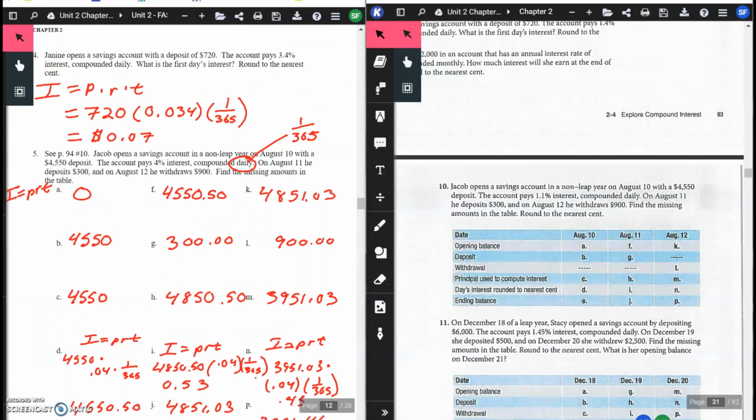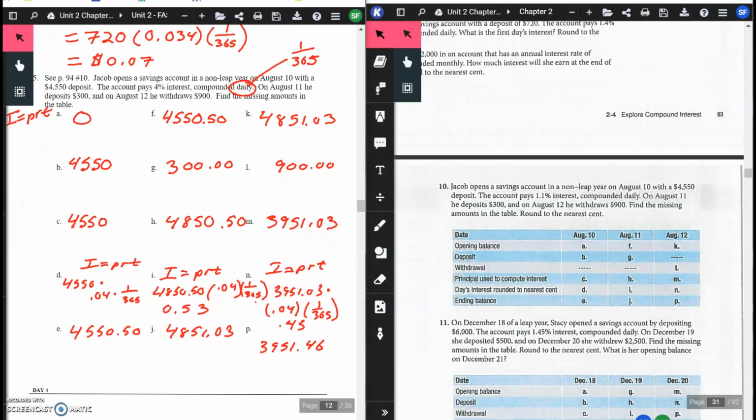Number 4, Janine opens a savings account with a deposit of $720. The account pays 3.4% interest compounded daily. What is the day's first interest? Now round to the nearest cent. So there are 365 days in a year. So again, I equals PRT. 720 is your P, so you deposited. Your interest rate is 3.4, so 0.034 times 1 over 365 because we are looking for the first day's interest. So 1 over 365 gives you 7 cents worth of interest.